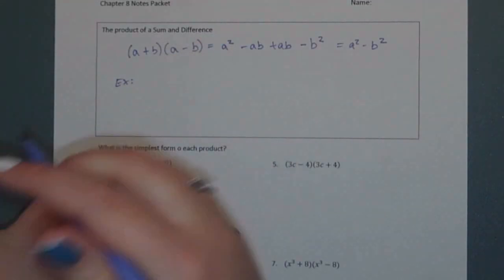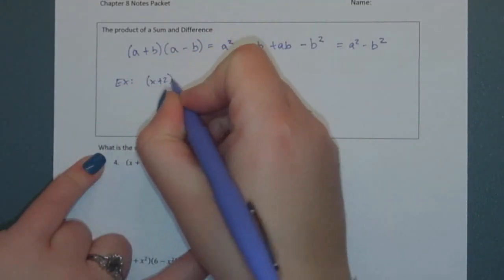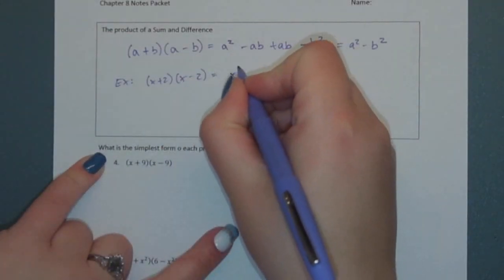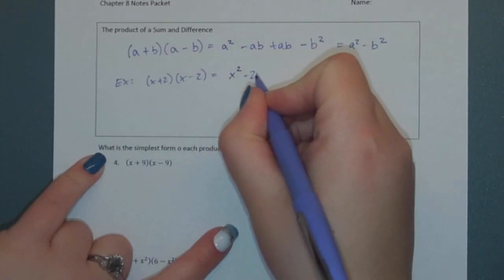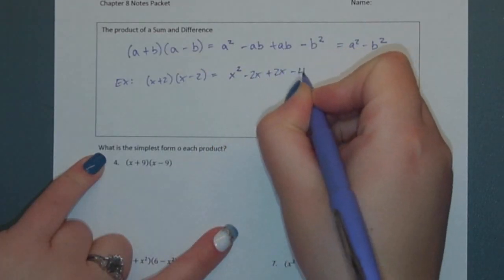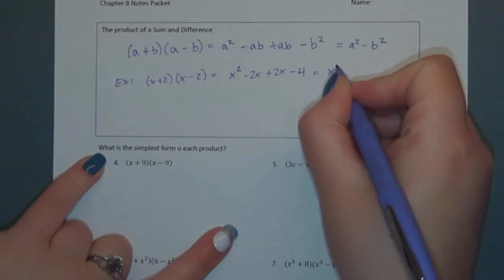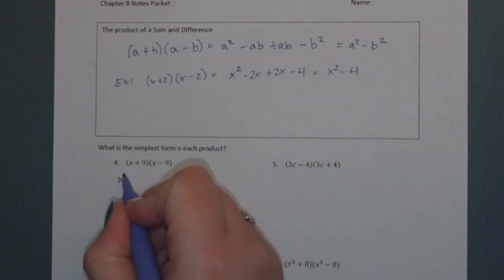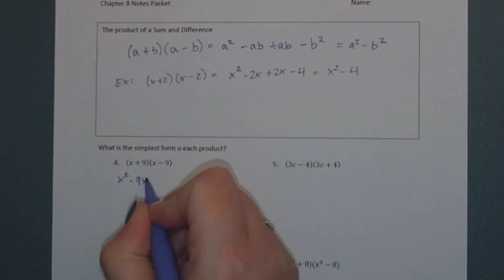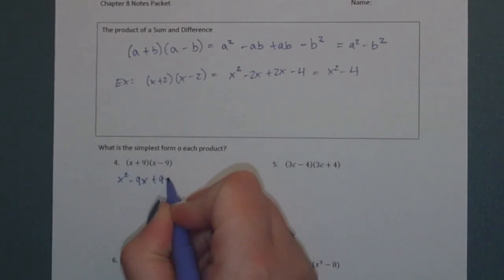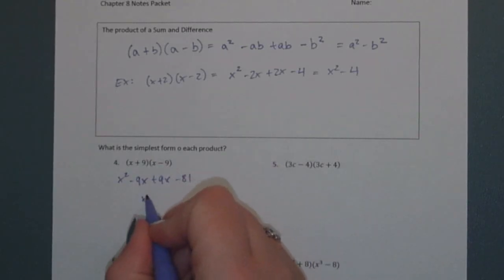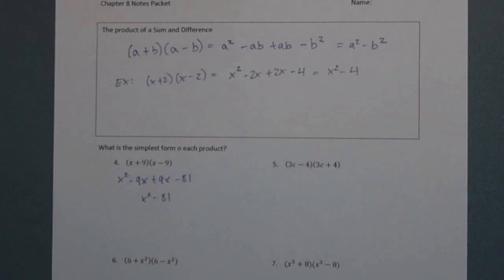Put a numerical example down. We've got x plus 2 times x minus 2. If we go through the FOILing process, we've got x squared minus 2x plus 2x minus 4. Middle two terms cancel out. We get x squared minus 4. Let's try it out for number 4. x times x is x squared, x times negative 9 is negative 9x, 9 times x is plus 9x, 9 times negative 9 is negative 81. My two middle numbers will cancel out, and I got x squared minus 81.